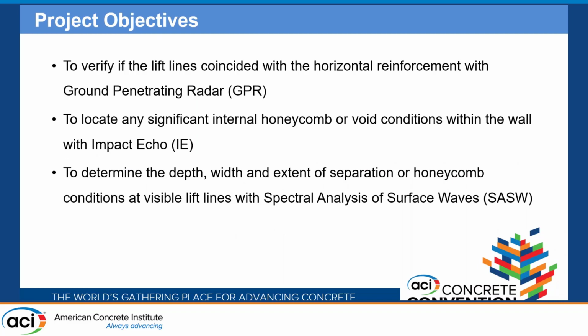The project objectives were, first, to verify the lift lines coincided with the horizontal reinforcements, and we used ground penetrating radar for this. The second was to locate any significant internal honeycomb or void conditions within the wall, and we used impact echo for this. And the third was to determine the depth, width, and extent of separation or honeycomb conditions at visible lift lines, and we used spectral analysis of surface waves for this.